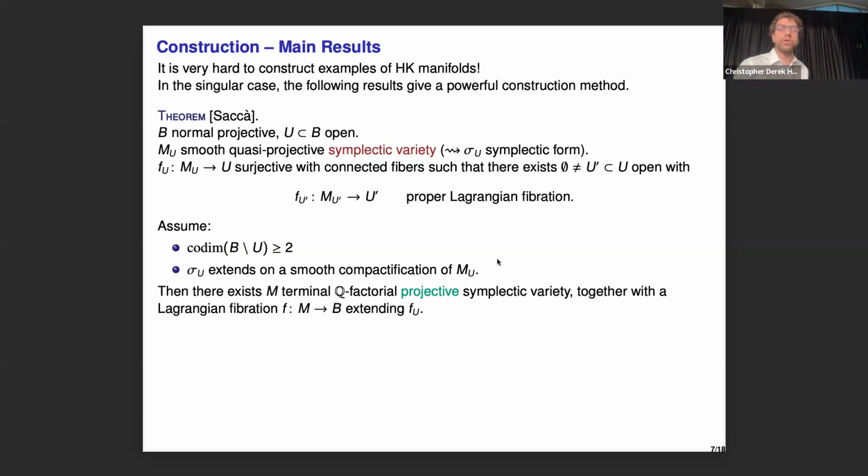I can allow singularities also to this one, but for simplicity, let me state it in the smooth case. So I have a smooth quasi-projective symplectic variety. So symplectic means there is a symplectic form here. Okay. So that's the first thing. This is fundamental. So I have a variety which is smooth quasi-projective. And let's suppose that I have a fibration, but I don't ask anything about this fibration except to be surjective with connected fibers, but not necessarily proper. Okay, so this will be important for later. So this is just a fibration from a quasi-projective variety into an open subset of a normal projective variety.